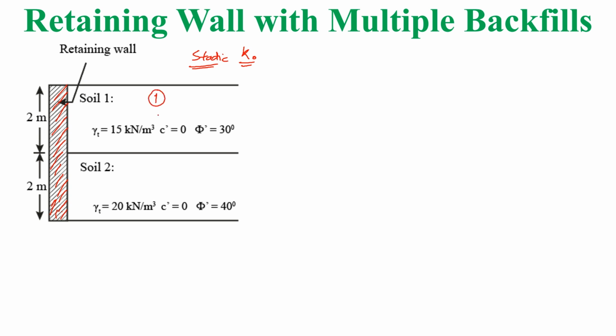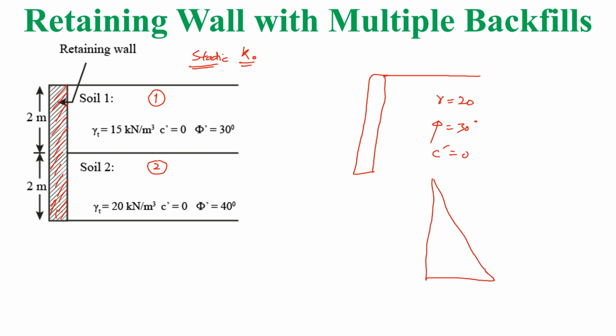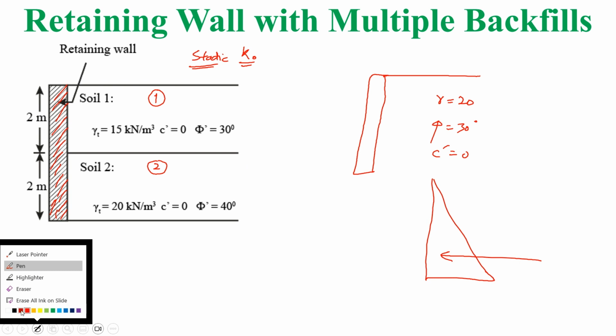So this is the soil type 1 and this is the soil type 2. For these soils the solution will not be the same as we solved for one soil, where the unit weight of soil was, say, 20, the friction angle of the soil was 30 degrees and c prime was 0, and we solved this for the wall. That was a simple case with a triangular distribution of load, and we only found a single force. But when the soils are multiple, we need to consider the impact of all the soils.